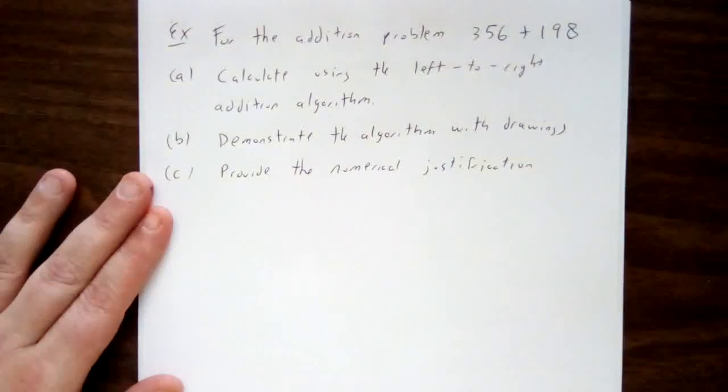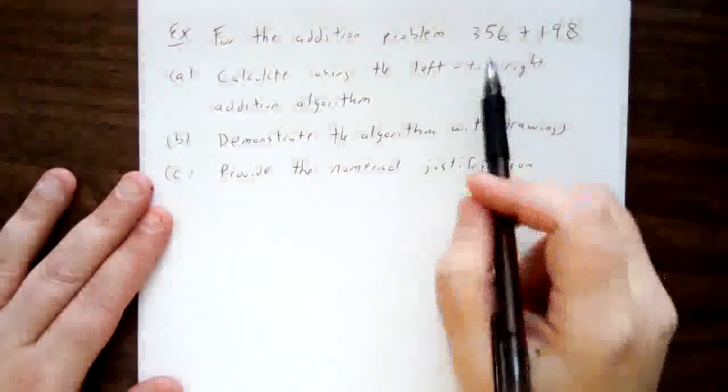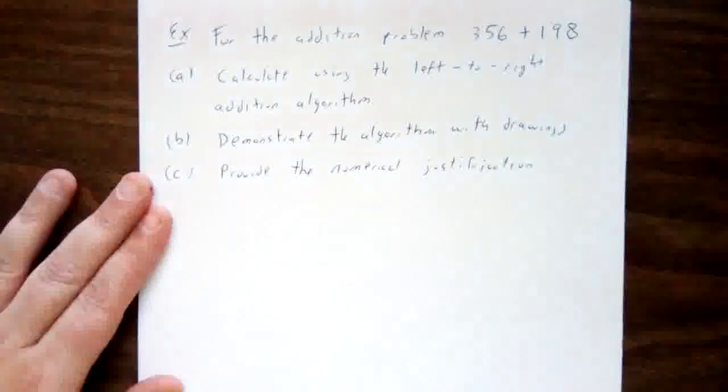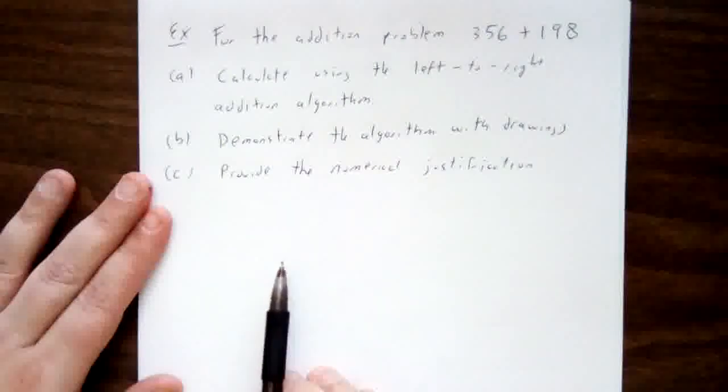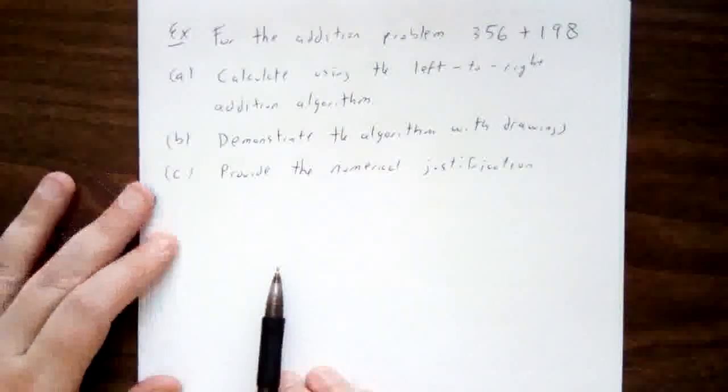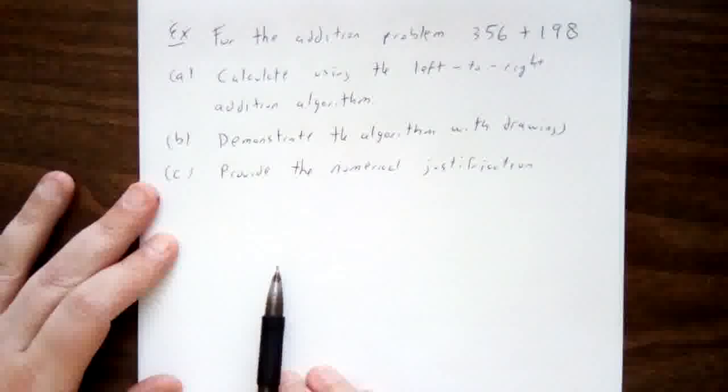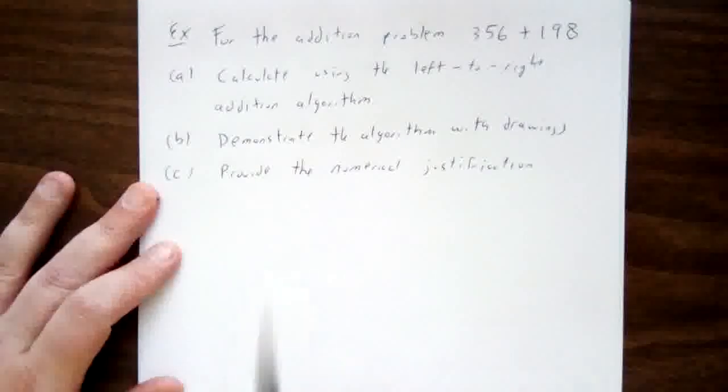In this video, I'm going to be doing three different things with this one addition problem, 356 plus 198. First, I'm going to just carry out the left to right addition algorithm, and then after that I will demonstrate the left to right algorithm using drawings, and then finally I'll give the numerical justification for that algorithm.